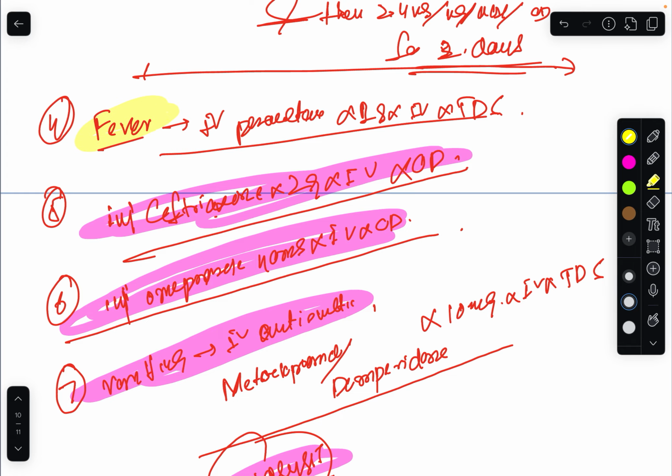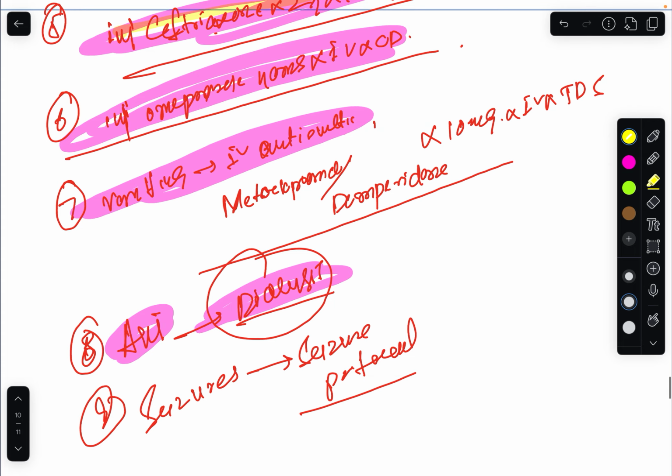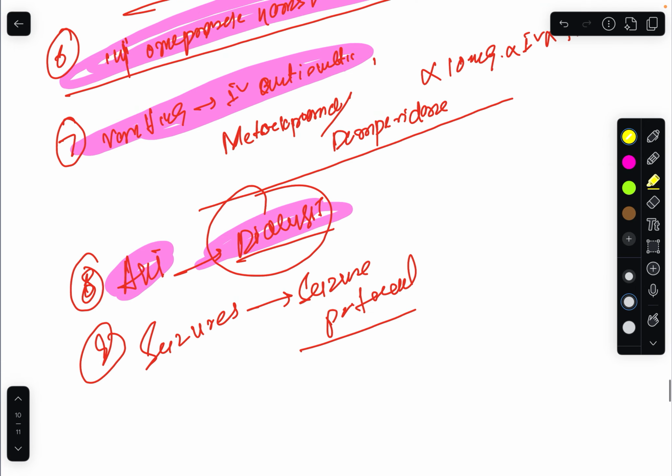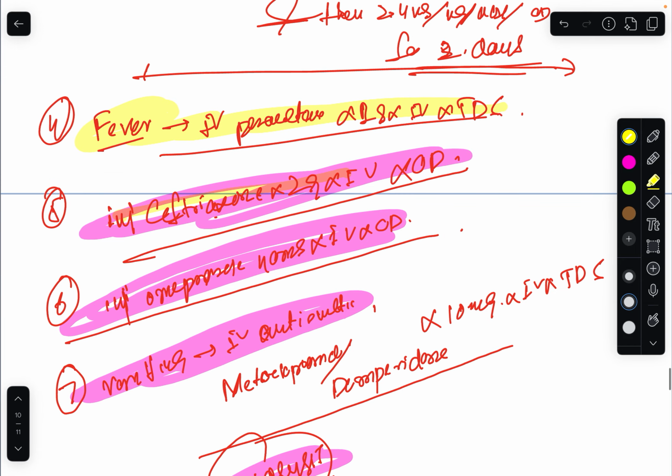If the patient has fever, we will give IV paracetamol, IV ceftriaxone for secondary bacterial infection, and IV omeprazole for gastroprotection. If the patient is vomiting, we can give antiemetic. If the patient has developed AKI, we can go with dialysis. If the patient is having seizure, we can follow seizure protocol. So all these are the general management for complications.